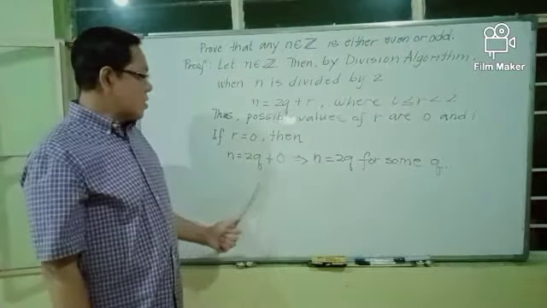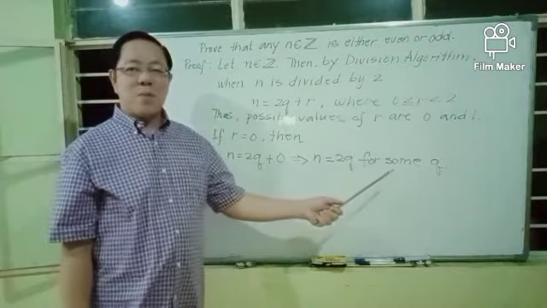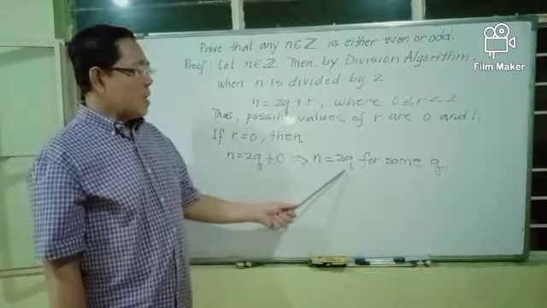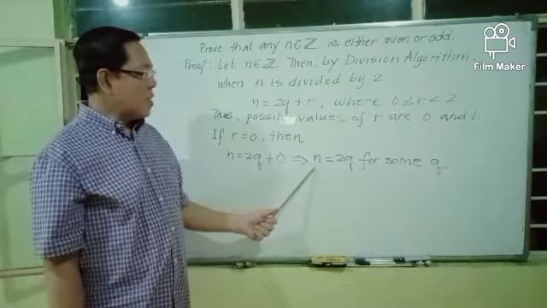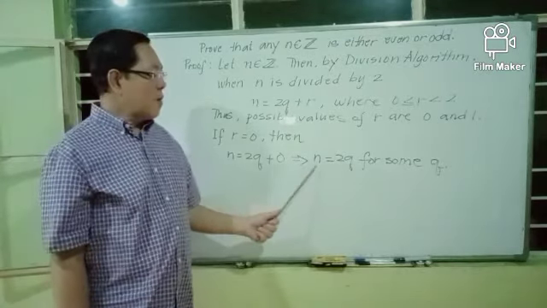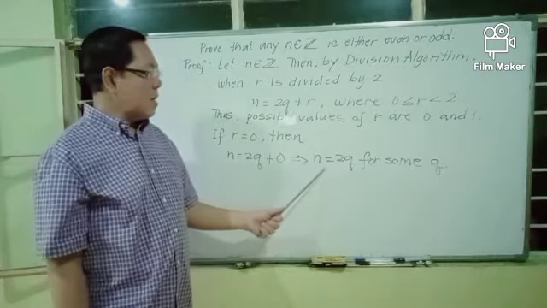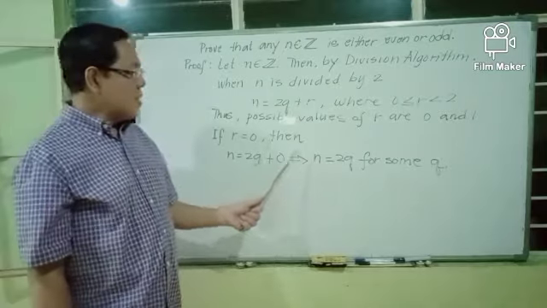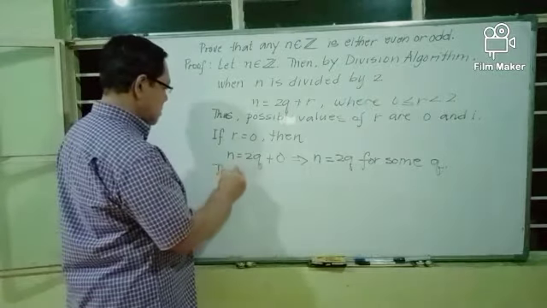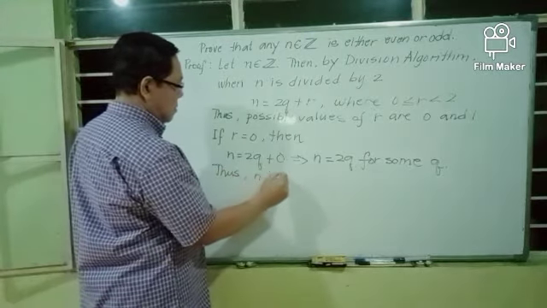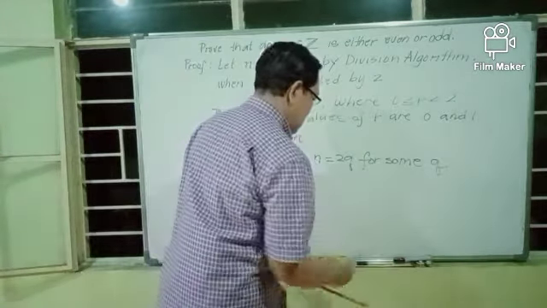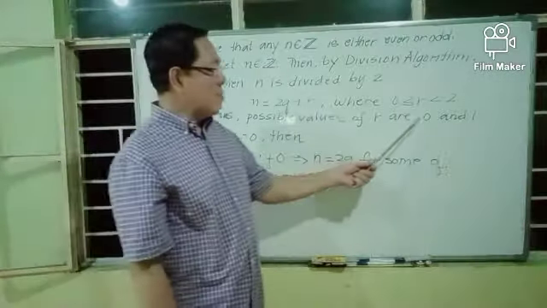And this equation simplifies to N equals 2Q for some Q. And by the division algorithm, there exists an integer Q. And we have shown that N is a product of 2 times that integer Q. Therefore, from this, we conclude that N is an even number if the remainder R is 0. Now we take the second possible value of R.